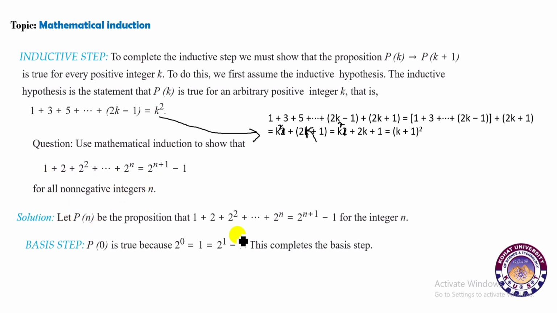That is, p of n is here 1 plus 2 plus 2 square plus up to 2 raised to the power n is equal to 2 raised to the power n plus 1 minus 1. Now base step. By taking n is equal to 0, we get 2 raised to the power 0 is 1, 2 raised to the power 1 minus 1 is 1. This completes the base step. Next, inductive step.